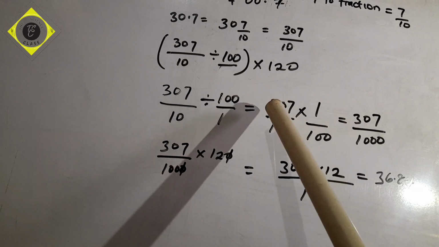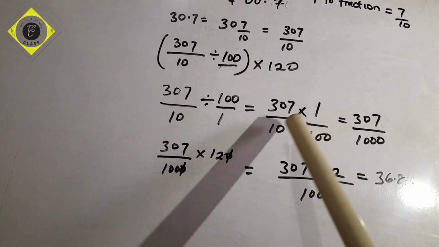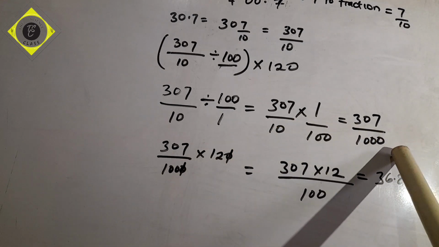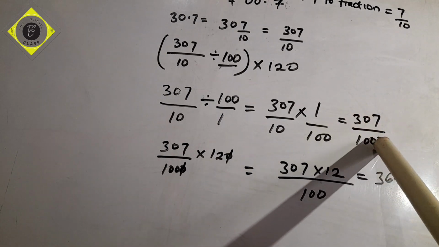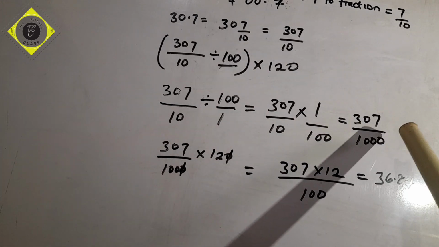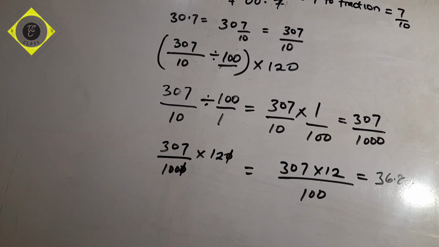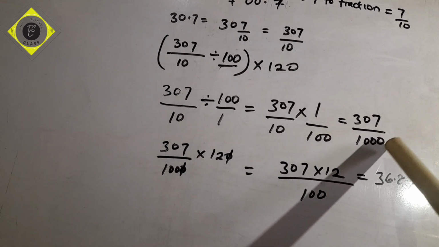So this is 307 times 1 gives us 307. Then 10 times 100 gives us 1000. So now we have already gotten 30.7 over 100 will give us 307 over 1000. 30.7, which we got the other time, times 1 over 100 will give us 307 over 1000.